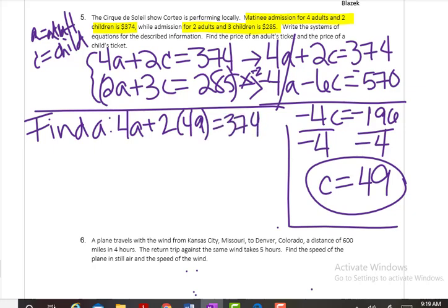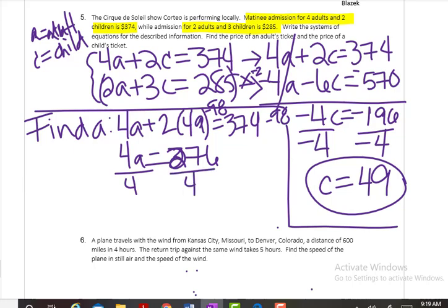Okay, so I did 4A plus 2 times the price of a child's ticket, which is $49, is equal to 374. This ends up being $98. I'm running out of room, so I'm going to do the multiplication in my head and subtract the 98 right away, because 2 times 49 is 98. And I get 4A is equal to 276. And I divide by 4, and I get A is equal to 66.